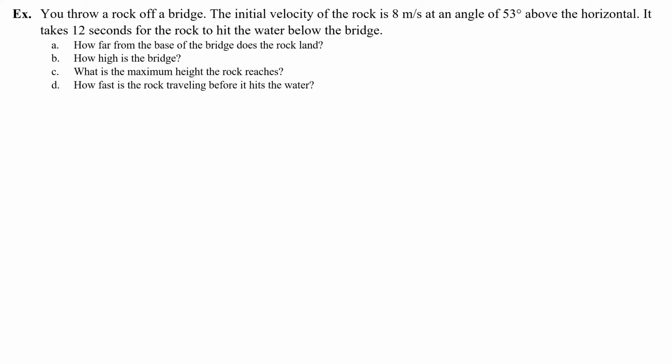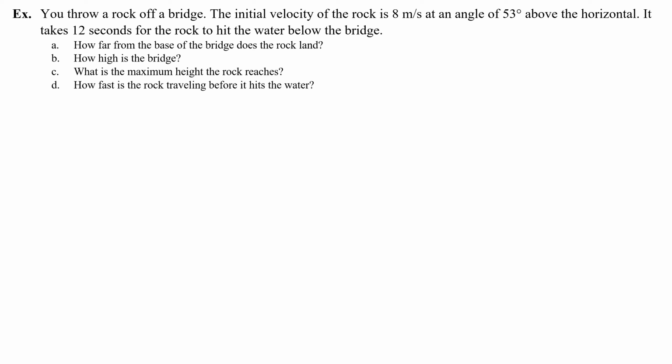Okay, in this video we're going to do some projectile motion problems where the projectile is being launched at an angle. Let's start with this one. You throw a rock off a bridge. The initial velocity of the rock is 8 meters a second at an angle of 53 degrees above the horizontal. It takes 12 seconds for the rock to hit the water below the bridge.